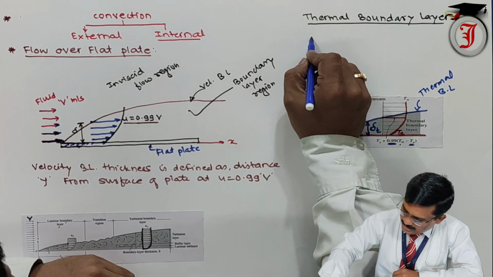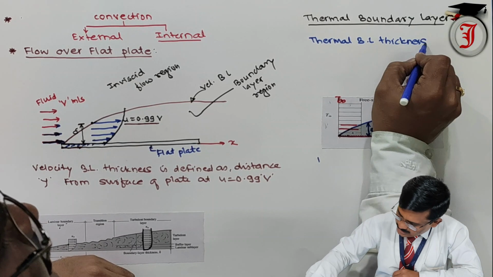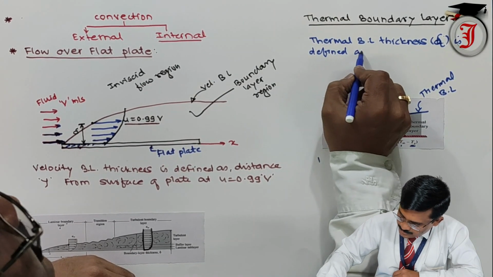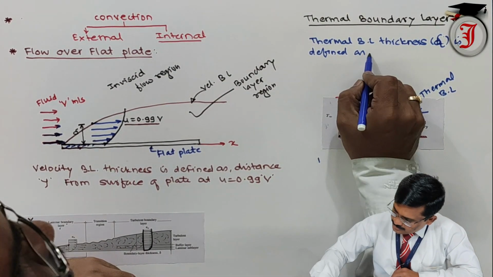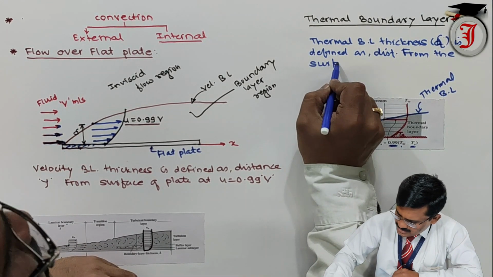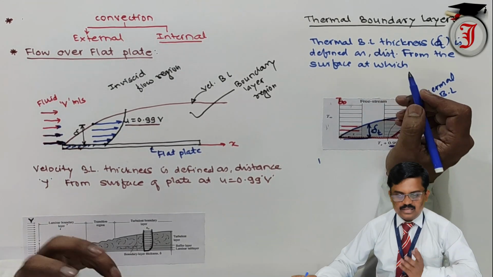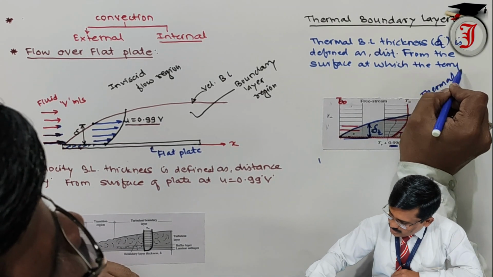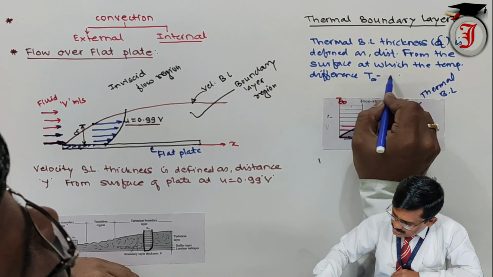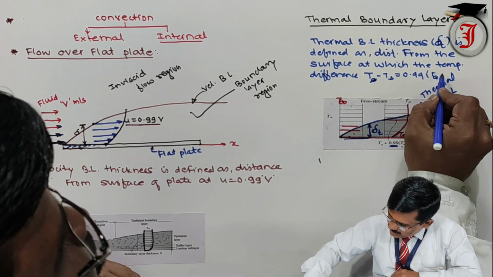So the thermal boundary layer thickness delta T is defined as the distance from the surface in the y direction at which the temperature difference T minus Ts is equal to 0.99 of T infinity minus Ts.